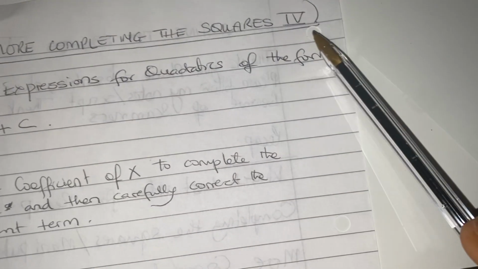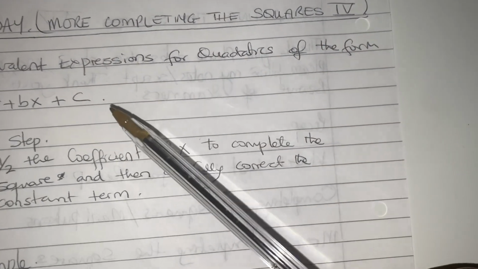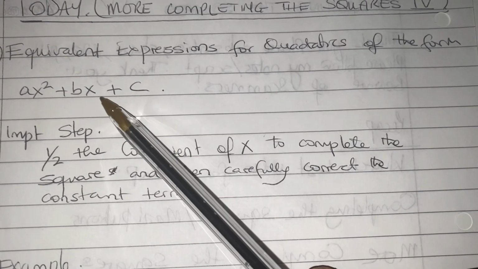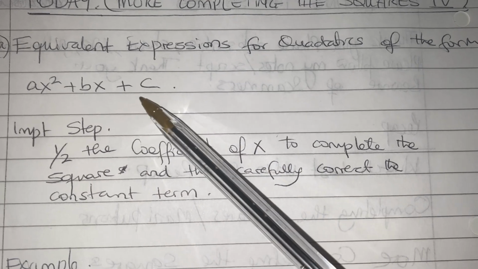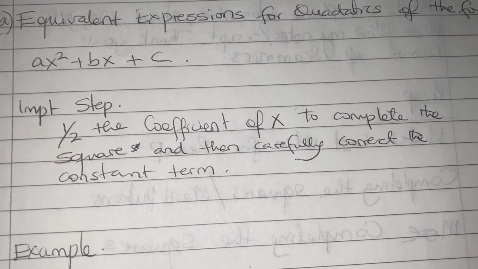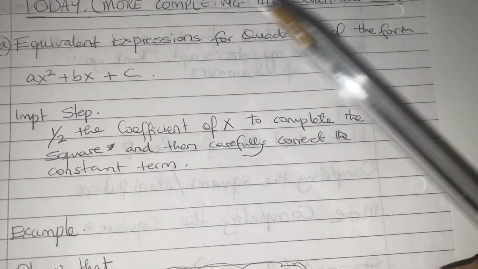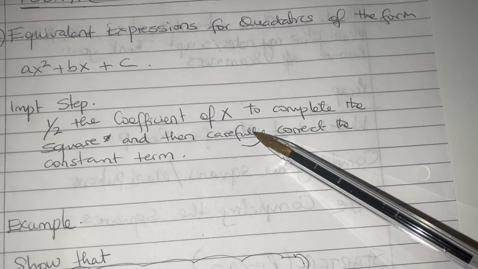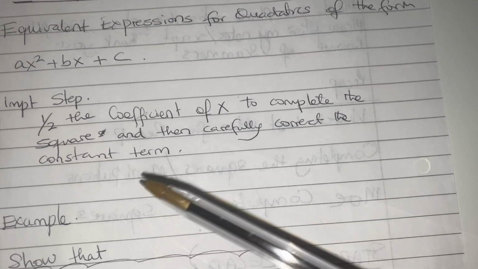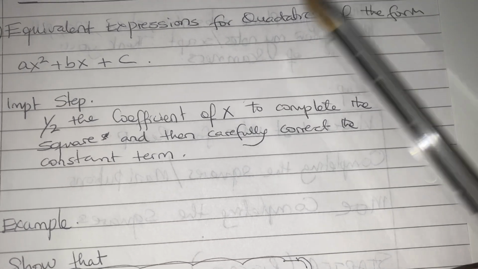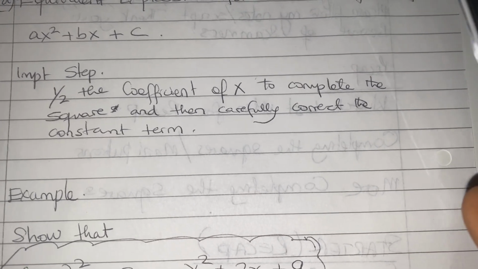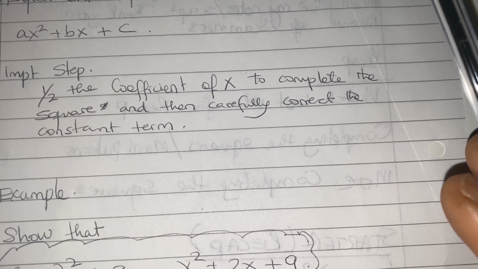Today, we are doing more completing of the squares, equivalent expressions for quadratics of the form ax squared plus bx plus c. The important step is what I've just said to you in the starter: use the coefficient of x to complete the square and then carefully correct the constant term. So it's not always that you get it directly. You might have to manipulate a bit.